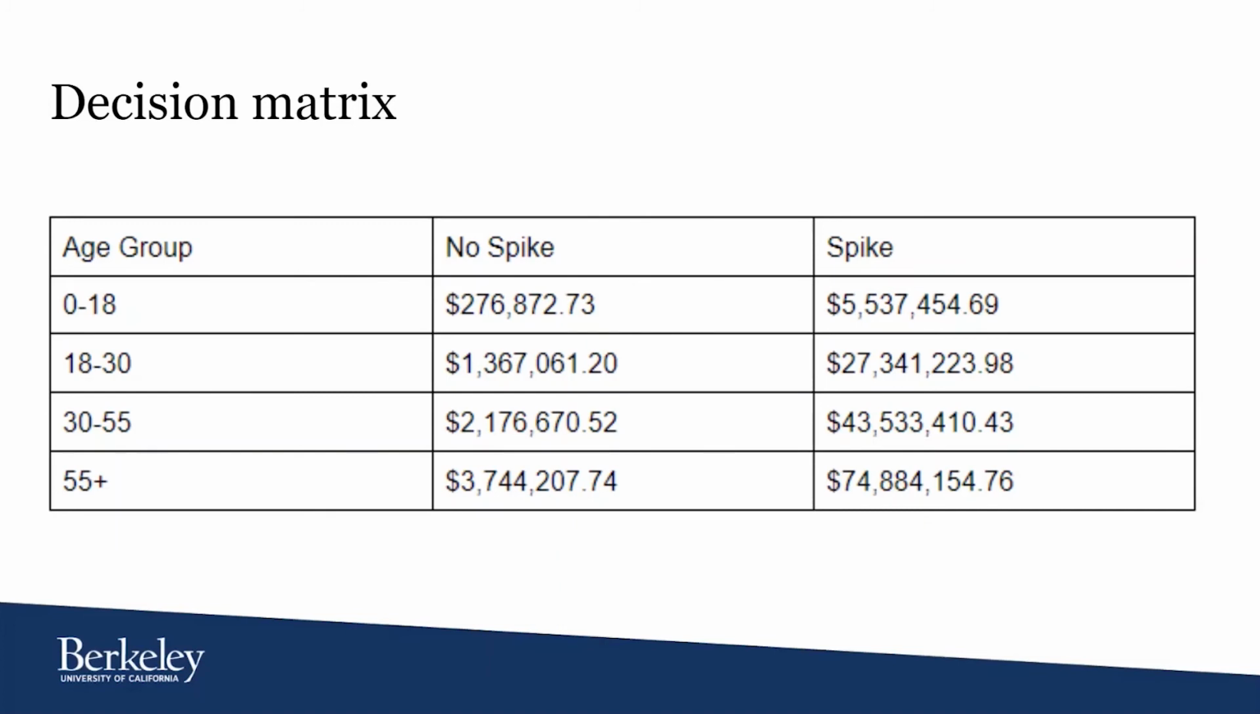And from this table, we can see that age 55 plus dominates the other alternatives as well. This is largely, I think, due to the fact that our model is kind of linear in comparison to the number of cases. So since it's bigger in no spike, then it will always be bigger in other numbers of cases.